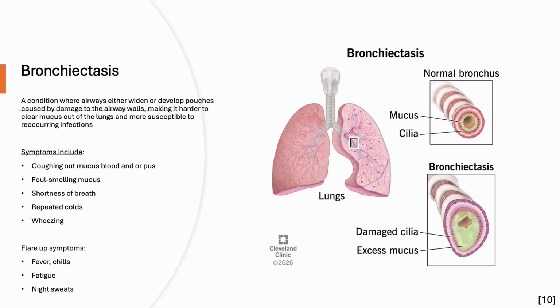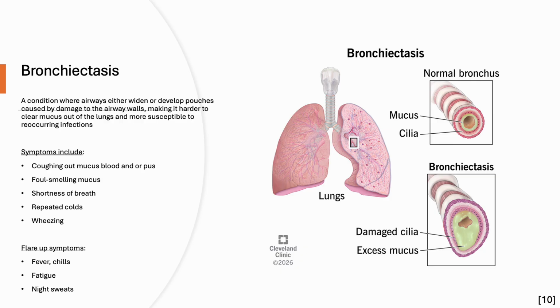And then next we have bronchiectasis. It is a condition where airways either widen or develop pouches caused by damage to the airway walls, making it harder to clear mucus out of the lungs and more susceptible to reoccurring infections. Symptoms may include coughing out mucus, blood and or pus, foul-smelling mucus, shortness of breath, repeated colds, wheezing, and flare-up symptoms can include fever, chills, fatigue, and night sweats.